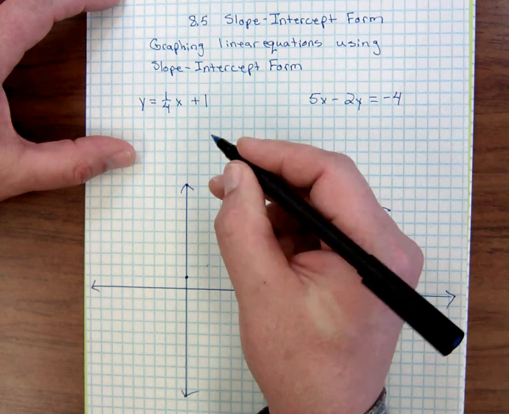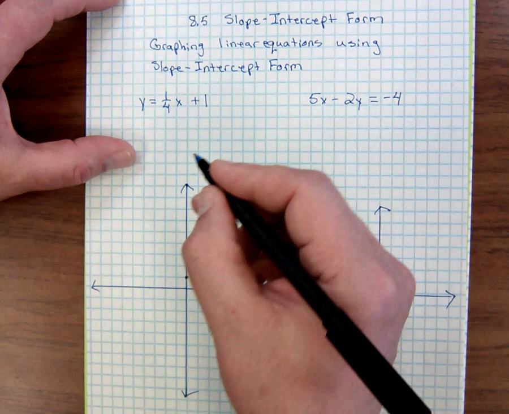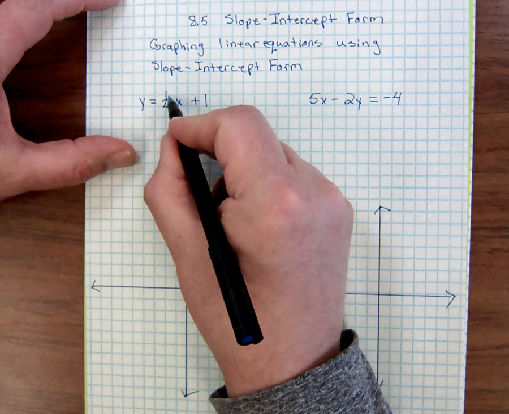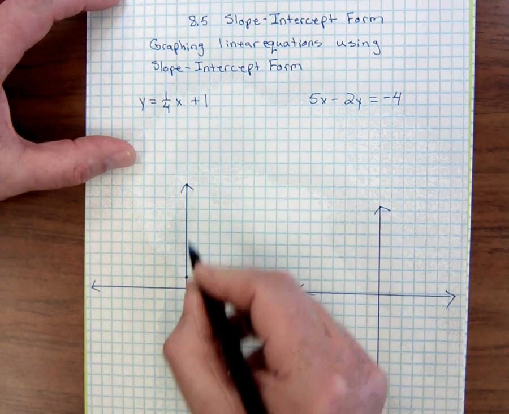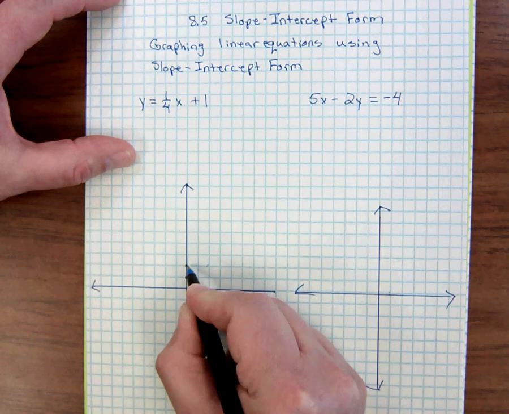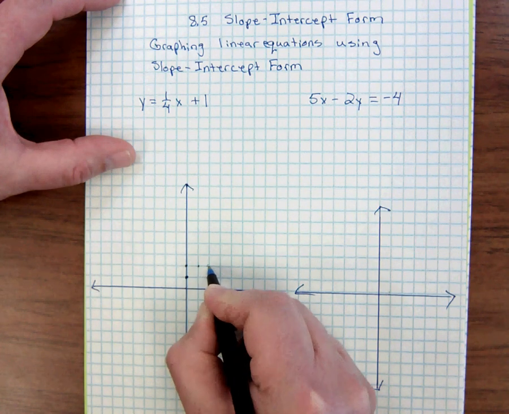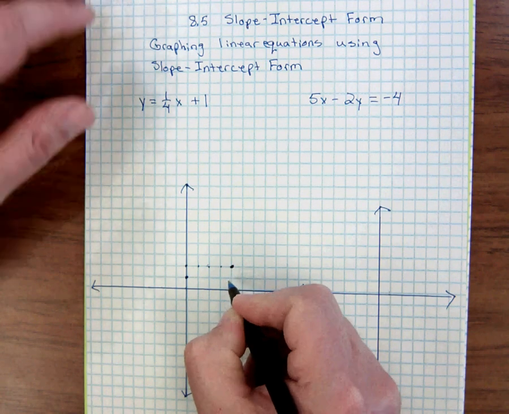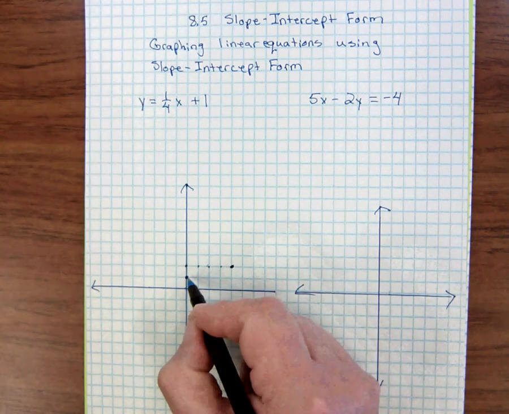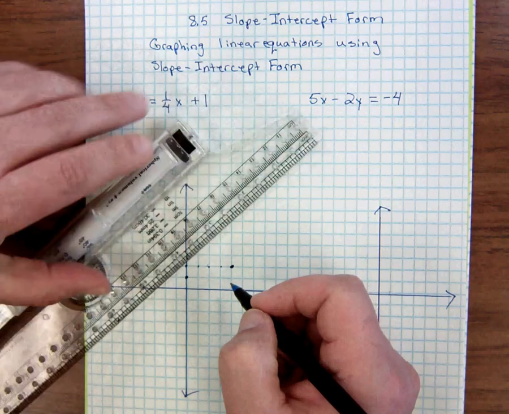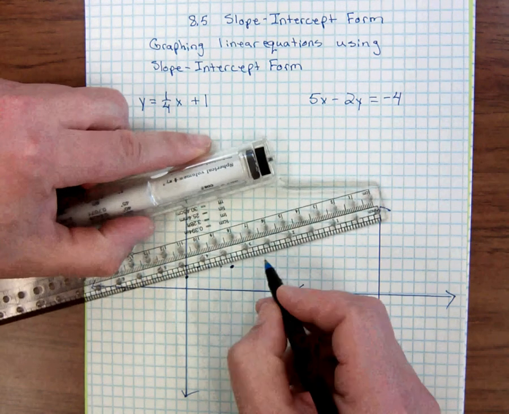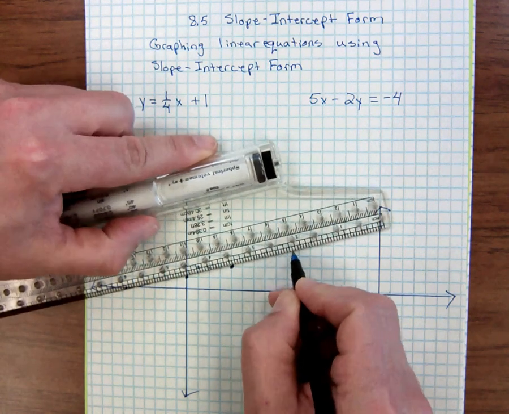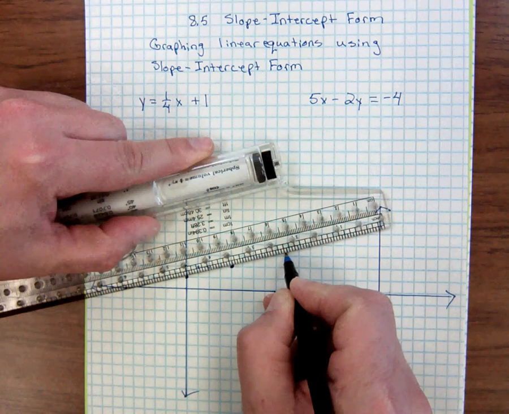And remember, again, slope is rise over run. So we have a rise of 1 and a run of 4. So we're going to go up 1, and our run of 4 will take us here. So we now have 2 points that we can use to create the line that represents that equation.